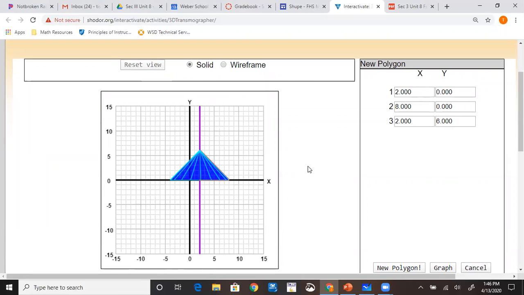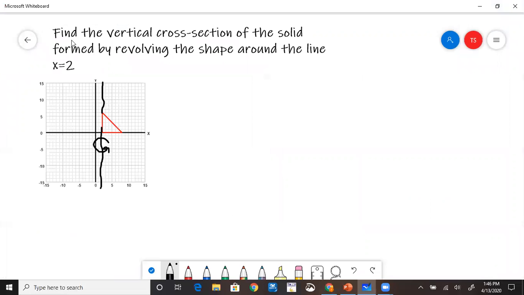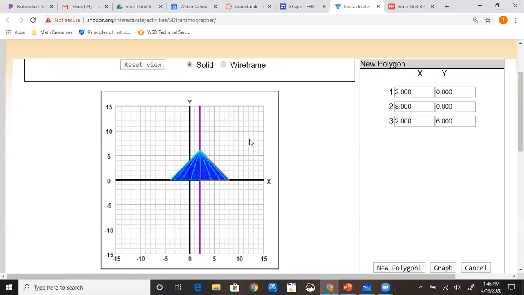But it didn't ask what solid it is, although that does help. It asked for, if we look back here, the vertical cross section. So a vertical cross section is going to take this solid and I want to cut it from top to bottom. Well, if I do that, all I'm going to see is the two-dimensional representation of what I see here. So if I look at the outline of this cone, I have a triangle.